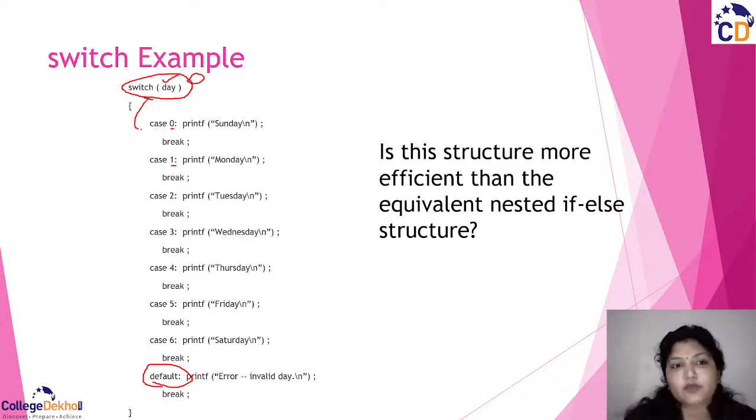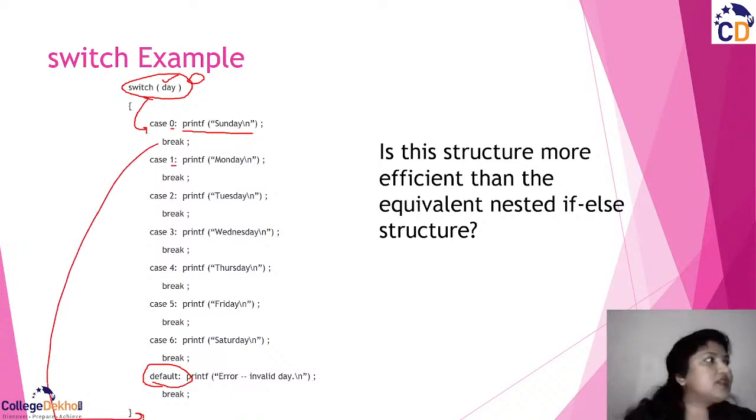And if your value is 0, what will happen? It is going to jump to this case and print Sunday, and then come out of the switch statement. So basically, first of all, it has case 0, case 1, 2, 3, and so on. If it does not match any of the cases, what will be printed? It is going to execute the default statement, the default message, that is printf error or invalid day.